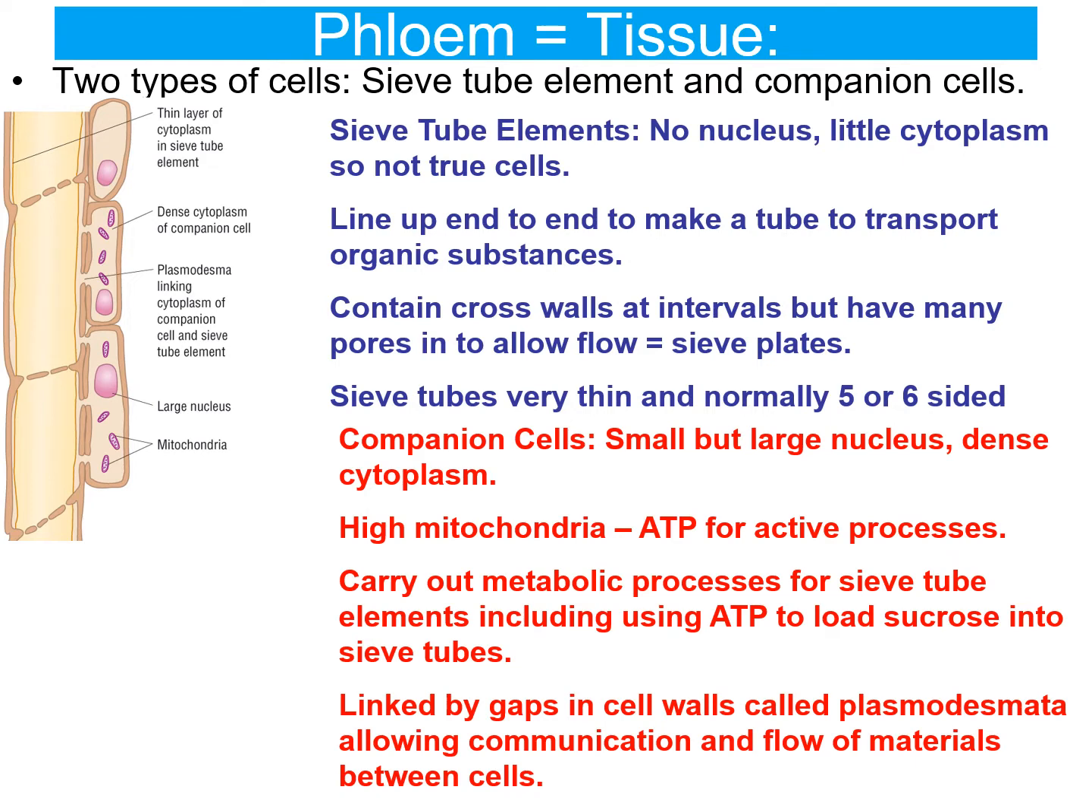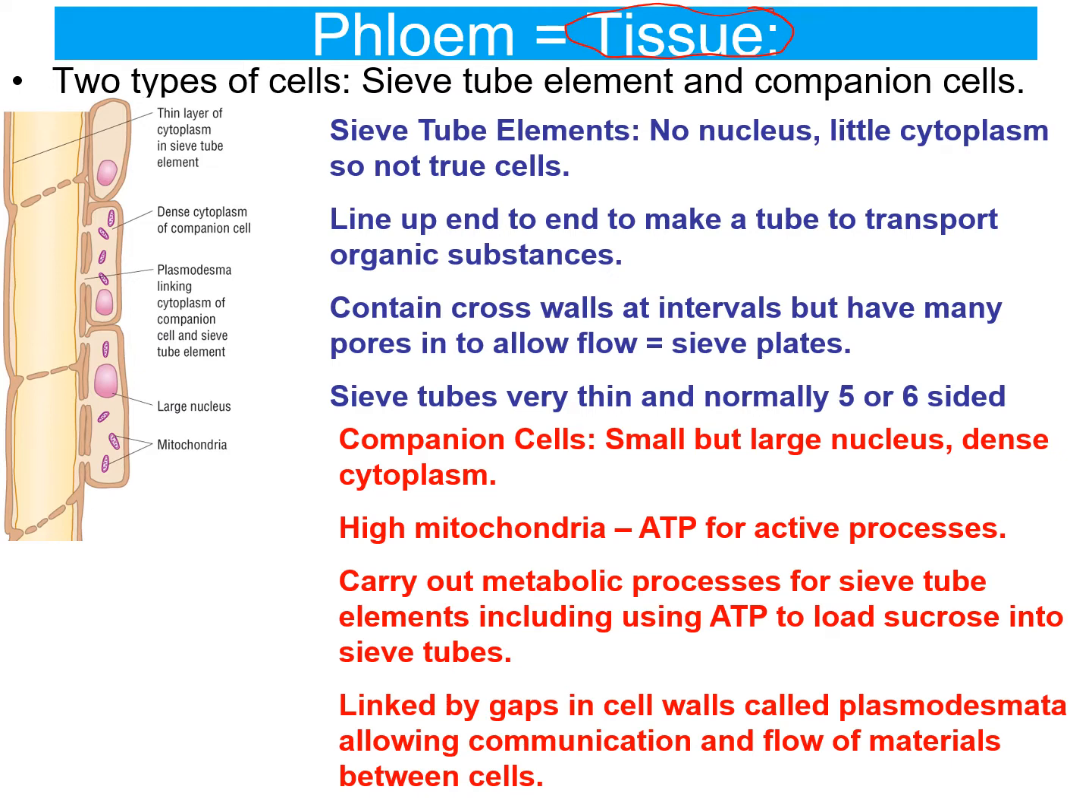So first of all, we need to know where translocation is happening, and this is obviously happening in the phloem, and the phloem is a tissue. Remember, quite an important basic thing here, tissues are groups of cells that work together for the same function. So in this case, there are actually two groups of cells, which a lot of people overlook.